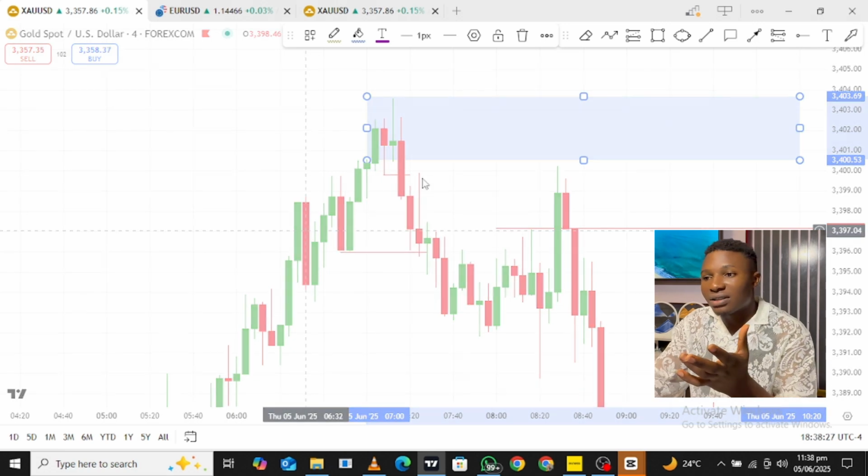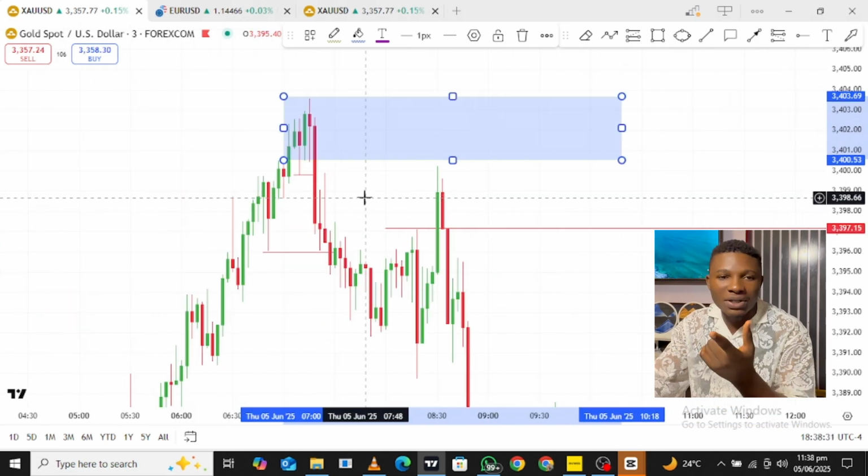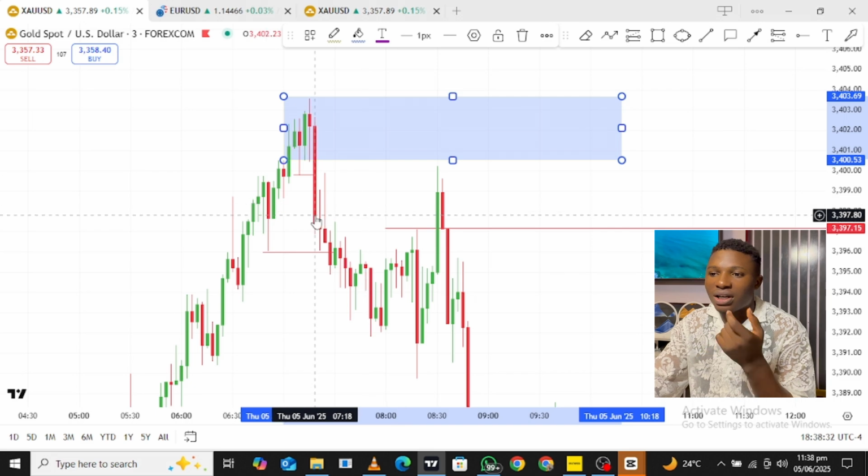This is where it starts. I went all the way down to the 1 minute time frame. That is the reason I missed the trade here. So that's just for that.